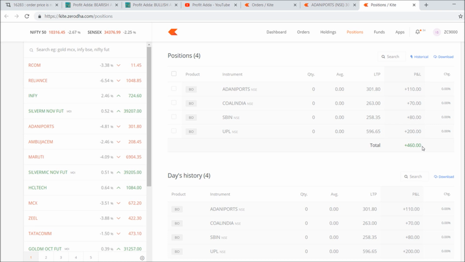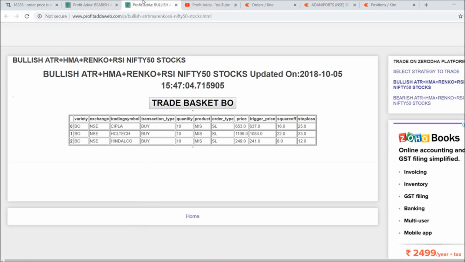So if I suggest, whatever levels I give on my website will be purely based on what I believe is good and profitable, one of the strategies which you should go for. Okay, whichever I believe in, I will definitely go for those strategies and post on my website. So you can go ahead to www.profitaddaweb.com, and on your right side you can select a strategy for trade.